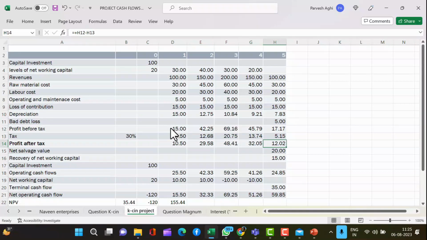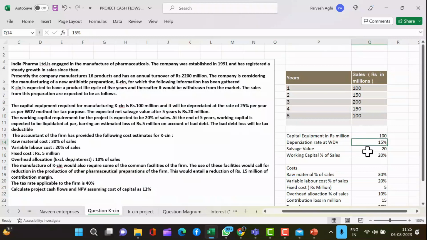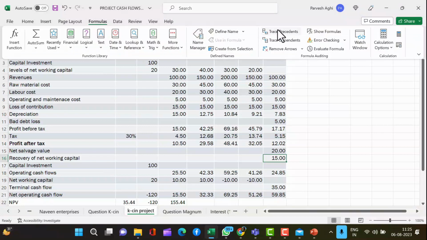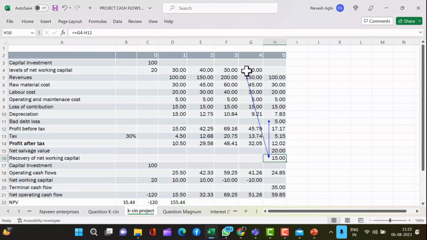Then the net salvage value is 20, which is the salvage value given in the question. The machine which the company has purchased for 100 million can be sold at 20 million. Then we come to the recovery of net working capital. Working capital is only 20 million in the final year. So there is a loss of 5 here. So net salvage value left is 15. So this is basically 20 minus this 5. So the company is going to recover only 15 back. Is that okay?